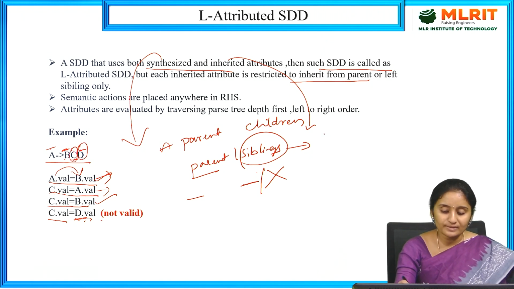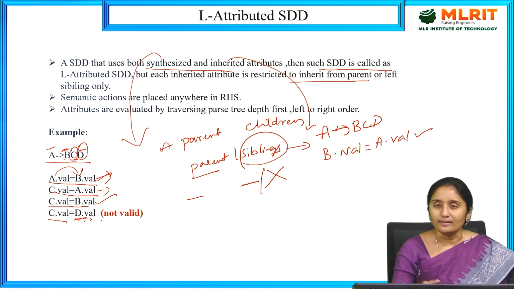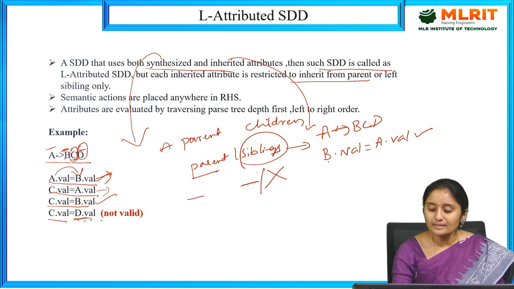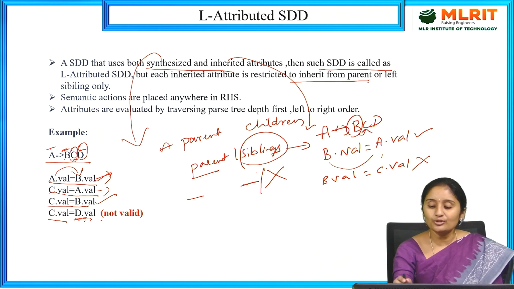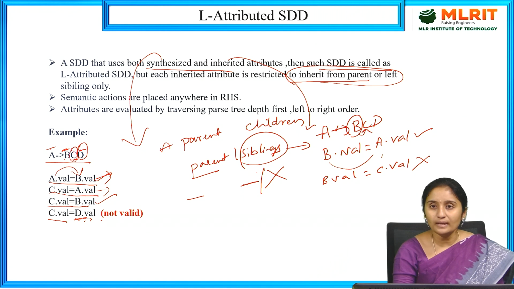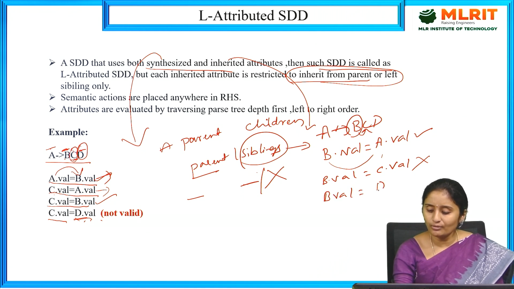Let me write one more example. A produces B, C, D. Here I am going to take B. B.val is equal to A.val. It is valid because B is a node taking value from its parent. It is valid according to L attributed SDD. But B.val is equal to C.val is invalid. Why? Because this node is taking the value from its right sibling, but it can inherit the values only from the left sibling or parent. So this is invalid. B.val is equal to D.val.